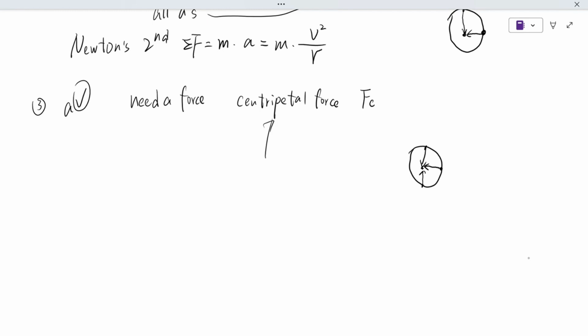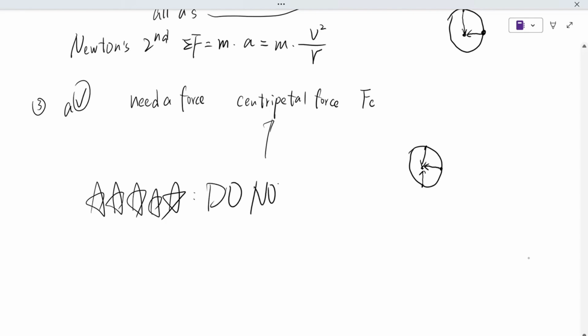Also, as long as an object is doing circular motion, it has centripetal acceleration and centripetal force. Also, another very, very important thing you have to be careful about: do not draw centripetal force on your free body diagram.